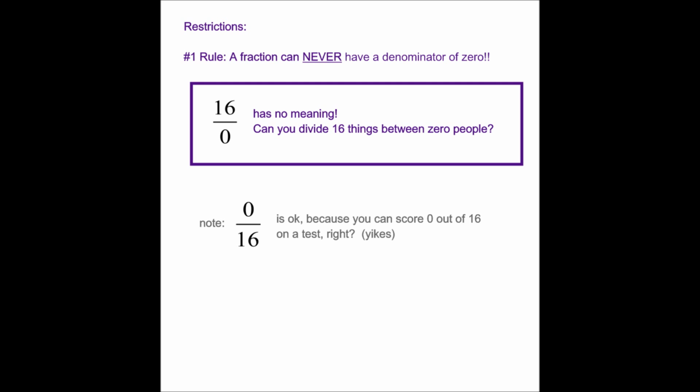And if you're still not convinced, take out that calculator, do 16 divided by 0, and even your calculator will tell you there's an error happening here, because they know it's not possible. The one thing I want to make sure you do know is that if you do 0 divided by 16, that's okay. The easiest example, I think, is to say, well, if I got 0 out of 16 on a test, wouldn't be a good score, but it is a number. It is 0. So that's okay. I can do that. I just can't have the denominator equal to 0.